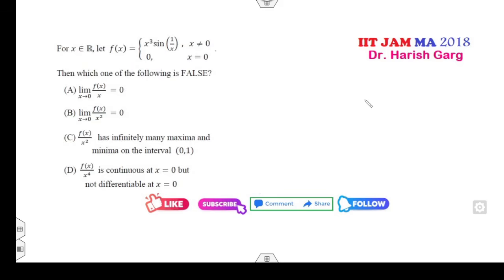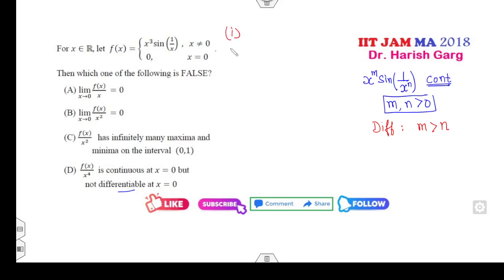Okay, look at this function again, sine and cosine. What was my rule? x raised to power m, sin of x raised to power n. This function is said to be continuous whenever m and n are greater than 0, and here there is differentiability too. What is the condition for differentiability? m is greater than n. First of all, clearly this function is continuous at x equal to 0. If it is continuous at x equal to 0, what will its value be? 0. If you substitute, it is f of 0 by 0, that is a 0 by 0 form.